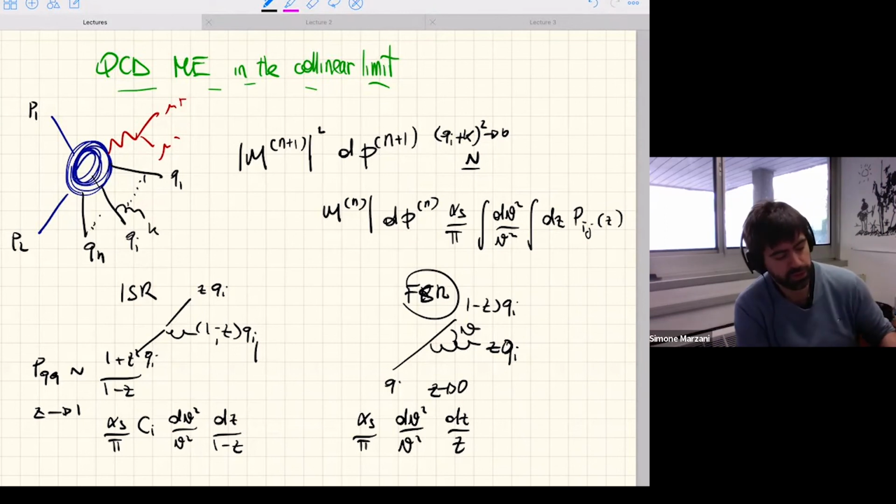People talk about the strict collinear limit, where emissions are close in angle. I take only the leading behavior in theta, but I'm not making any assumption on the energy fraction or the momentum fraction z. Or I can take the soft and collinear limit, where I make two assumptions. This is the most singular limit I can think of, because I demand my emission to be soft and collinear.